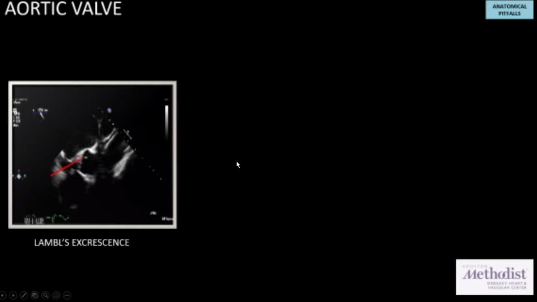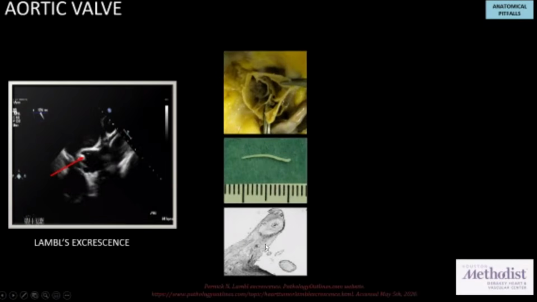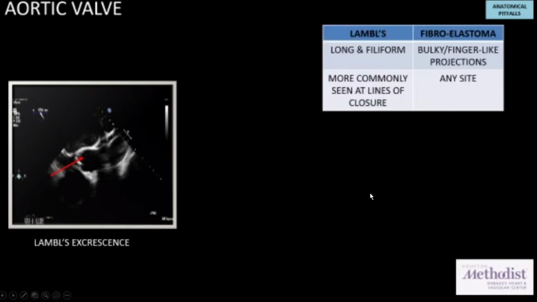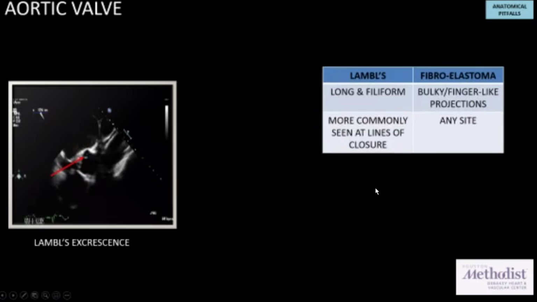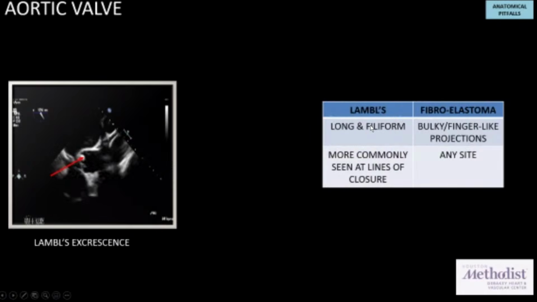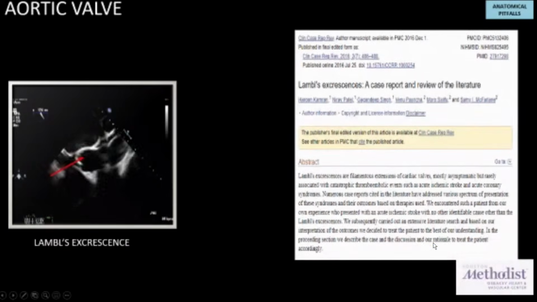The next one here is our aortic valve, right? How can we not talk about our famous Lambl's excrescence? I'm sure every fellow here has encountered it at least once in their life. These are nothing but the filiform fronds seen on the aortic valvular leaflets. And the pathology here actually shows that they are filiform fronds. But what's important is also how do you differentiate them from the bulky fibroelastomas, right? Lambl's are usually long and filiform and seen at the suture lines, versus fibroelastomas, which are bulky, finger-like projections and can be pathological. How do we differentiate?